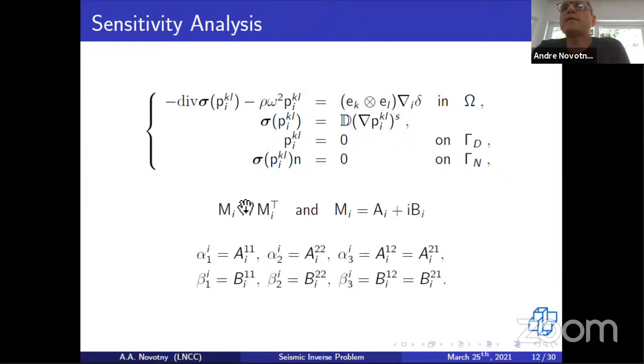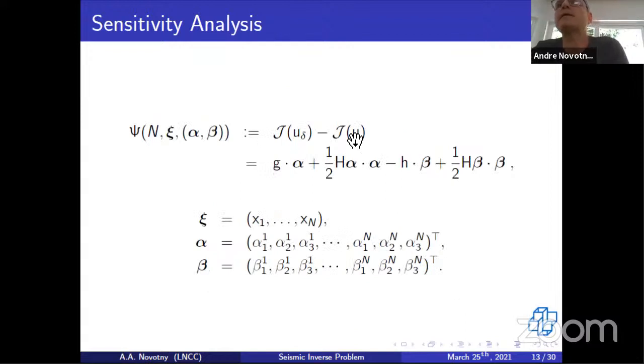Okay, since this tensor is symmetric, we can write it in a vector form as standard. And then we can write the expansion in this compact form. So here, alpha and beta are the main unknowns, the real and imaginary part of tensor M, and psi is the set of locations, also unknown. So note that we have a quadratic form with respect to alpha and beta.